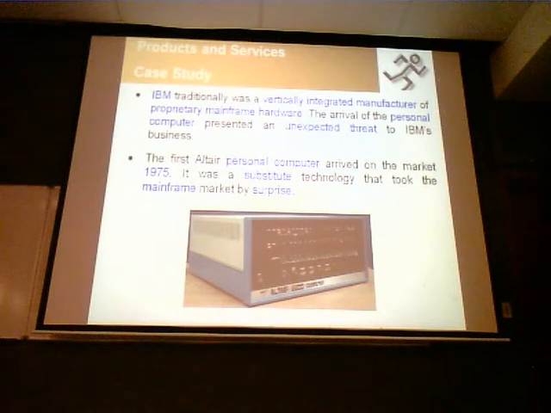Now, what caught them by surprise was the world's first personal computer, called the Altair 8800. That's the world's first PC. It was a complete surprise to them. It was a substitute or leapfrog technology that they weren't ready for. What were they producing back then, 75? Mainframes, great big, they looked like wardrobes, but inside they had some lights. So big blue boxes we used to call them. That's what they were producing.